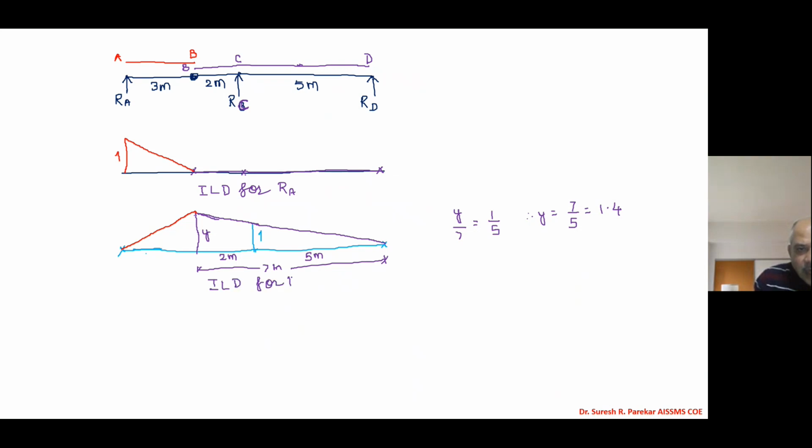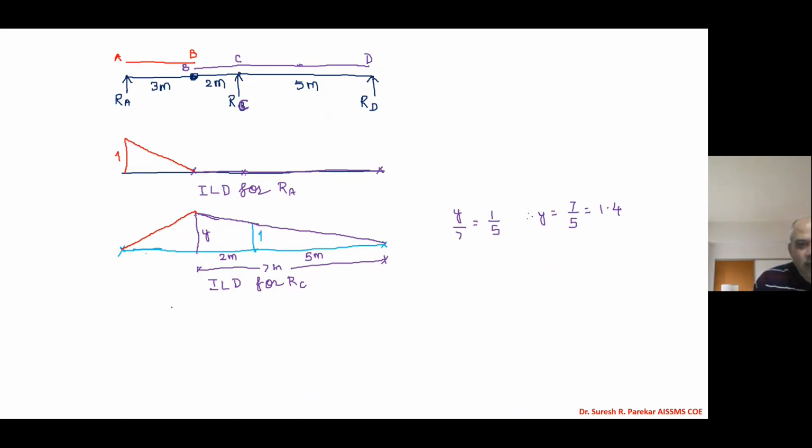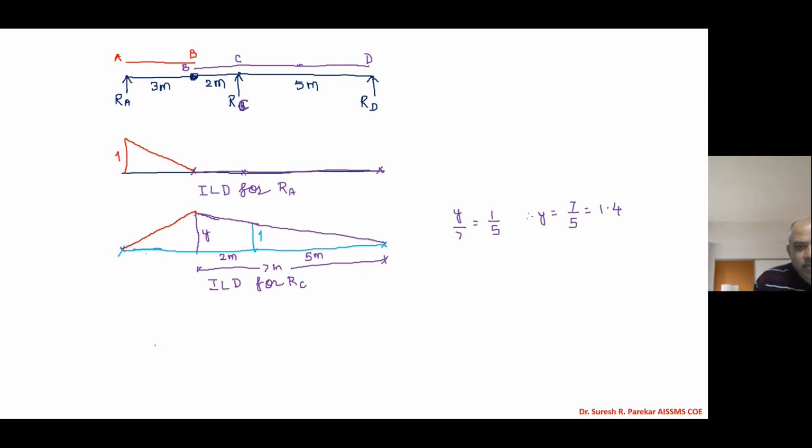Now you can see in the ILD for RC, we have 0 at A, 1.4 at B, 1 at C, and 0 at D. Now we will go to the last ILD, that is for RD. Now we will plot for RD. So now we have this for RD.